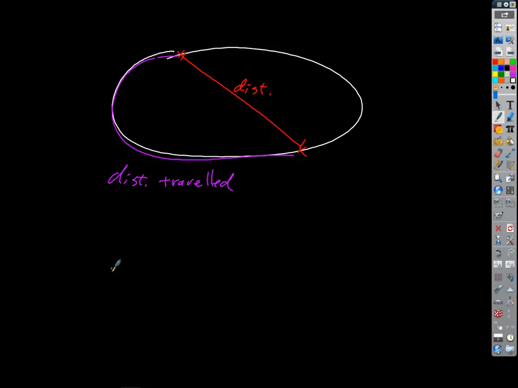Okay, so average speed is distance traveled over time, right? Okay, so once again, I could travel around. Let's say I'm driving in a car, and it takes me 10 seconds to go 400 meters around this track. What's my average speed? 40 meters per second, right? 400 meters divided by 10 seconds is 40 meters per second.